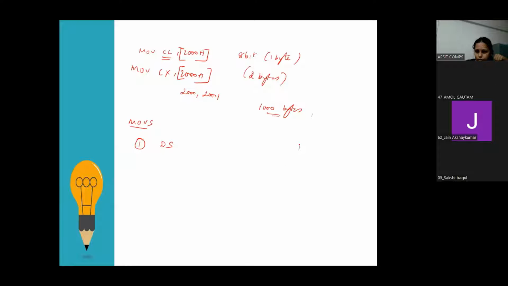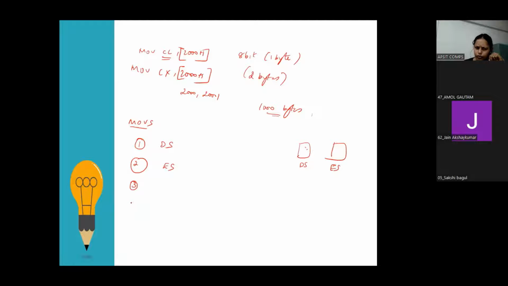That means suppose I want to move one string from one location to another. Your source string should be there in the data segment and the location where you're moving that string should be there in the extra segment. So rule number 1 is that the source string must be compulsorily present in the data segment. Rule number 2 is what? The destination string should be compulsorily present in the extra segment.